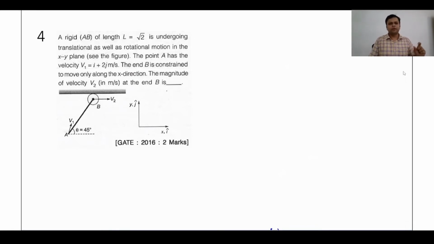Okay, the velocity of point A is given. The end B is constrained to move only in the x direction, and B can move only in the x direction. The magnitude of velocity V2 at the end B is... So we have to find out the velocity V2.